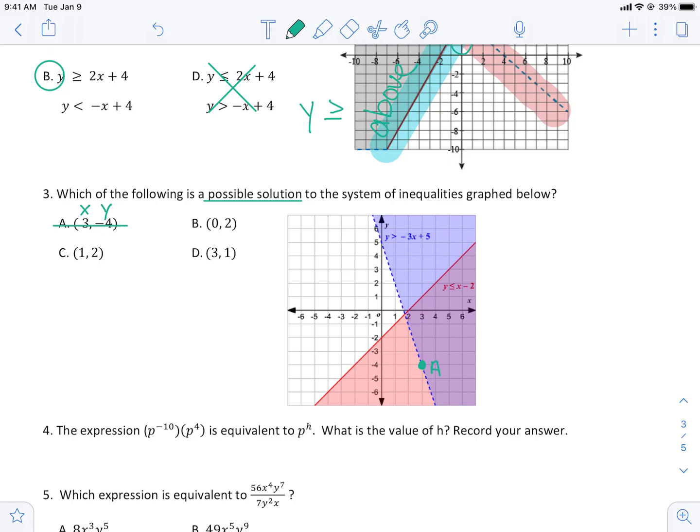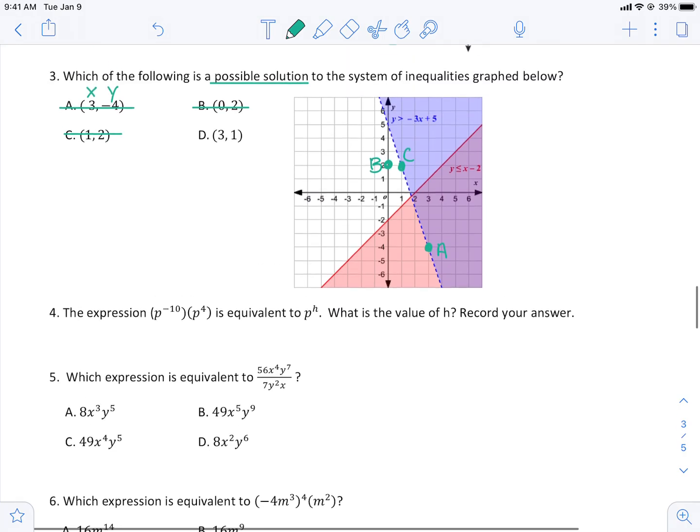Answer choice B, 0, 2. So I stay at 0, I go up 2. Okay, that's not in any shaded area, so that answer choice is eliminated. Answer choice C, 1, 2. So I go over 1, up 2. Okay, that again is on a dotted line. It does not work. That's eliminated, which leaves us with only D, but let's go ahead and check 3, 1. So I go over 3, up 1, oops. And that ends up on a solid line.